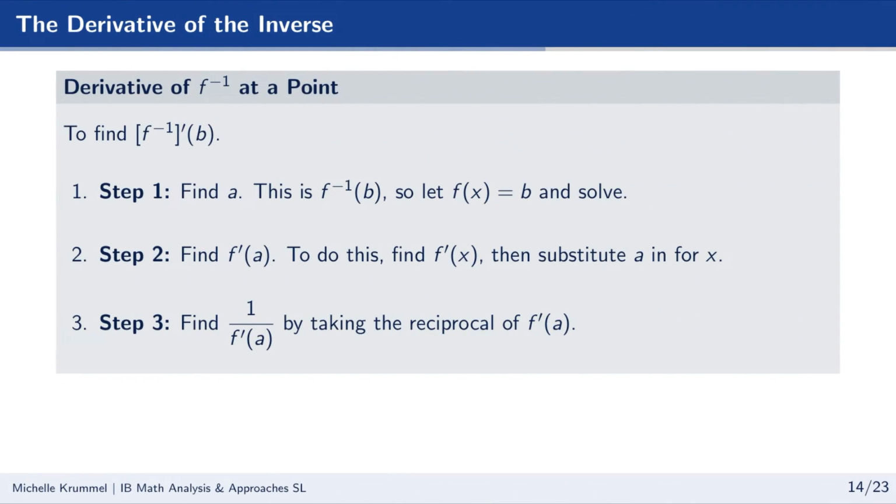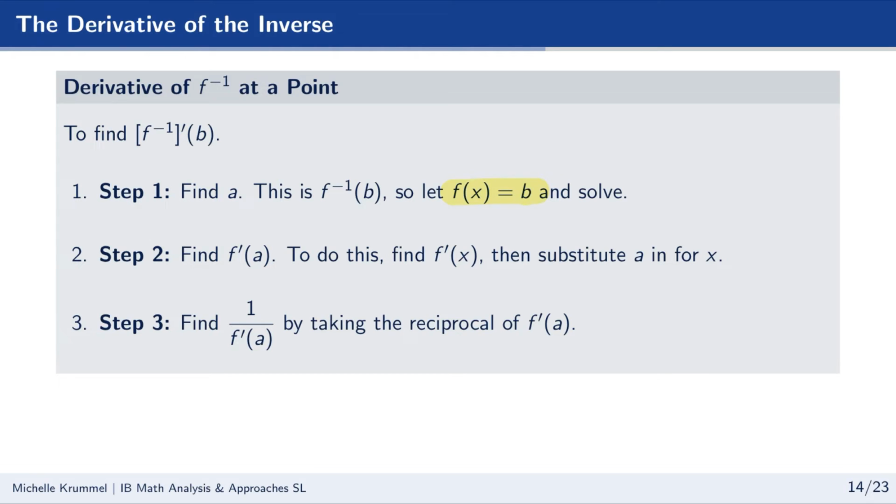So here is that 3-step process. The first thing we're going to do is find the value of a. In other words, find f inverse of b. And to do that, we set f of x equal to b. So let's talk about that for a moment, because sometimes people get confused between the a and the b and which should they be using and where should they substitute it.